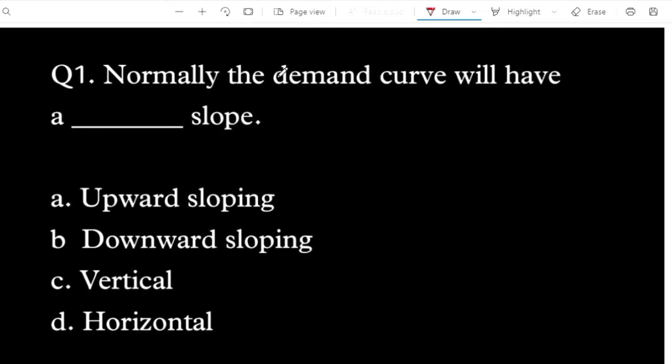Normally the demand curve will have a dash slope. Option A upward sloping, option number B downward sloping, option C vertical or option number D horizontal. The genuine answer will be downward sloping. Demand curve slopes downward and has a negatively sloping demand curve.